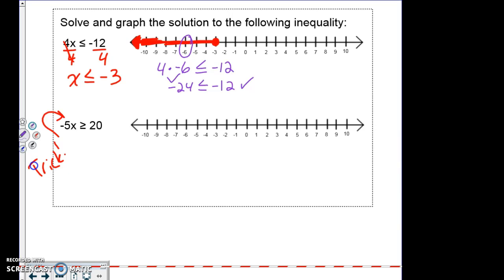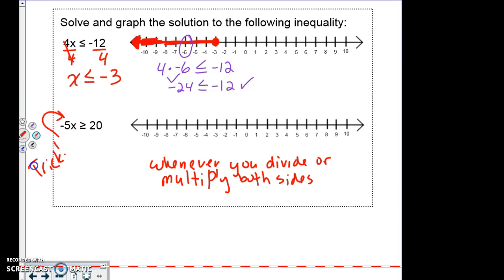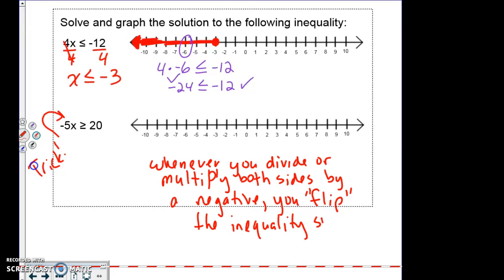All right, for this one with the negative, whenever you divide or multiply both sides by a negative, you flip the inequality symbol. So let me show you what that means.